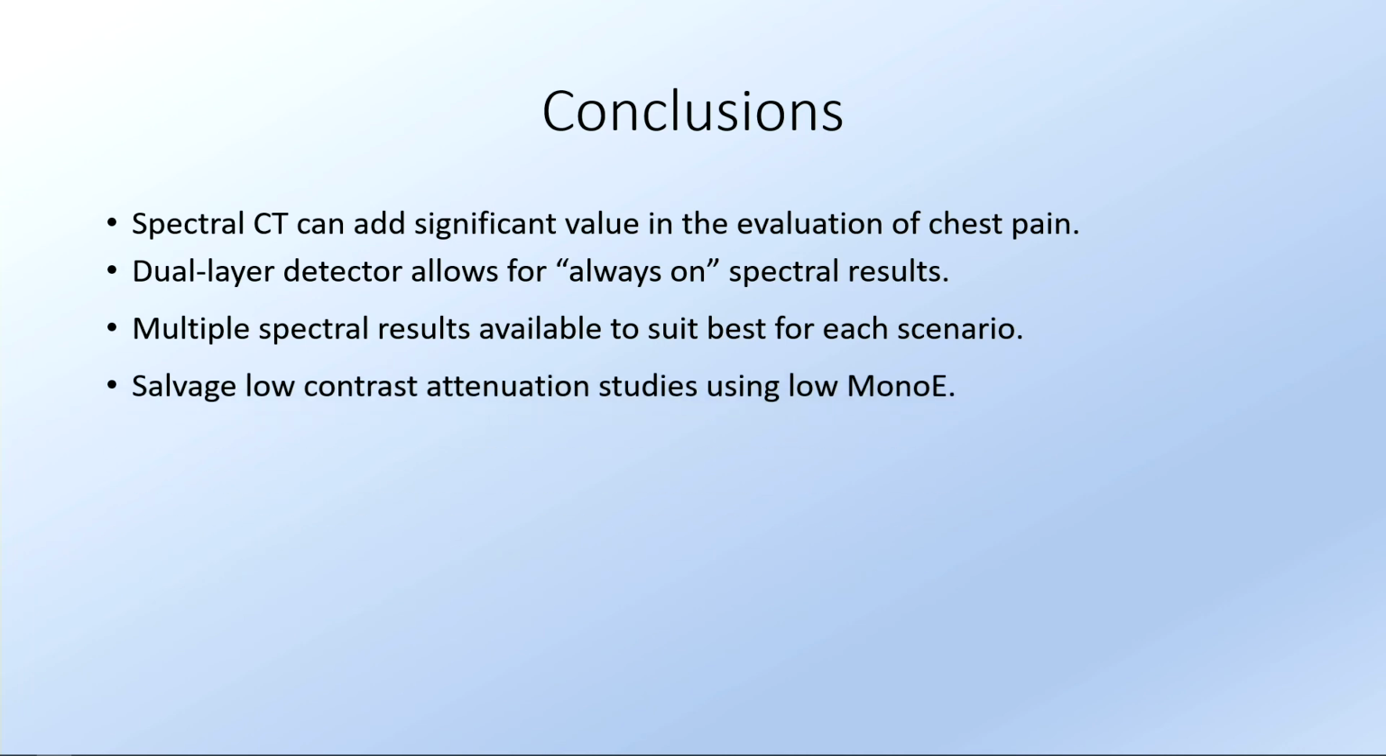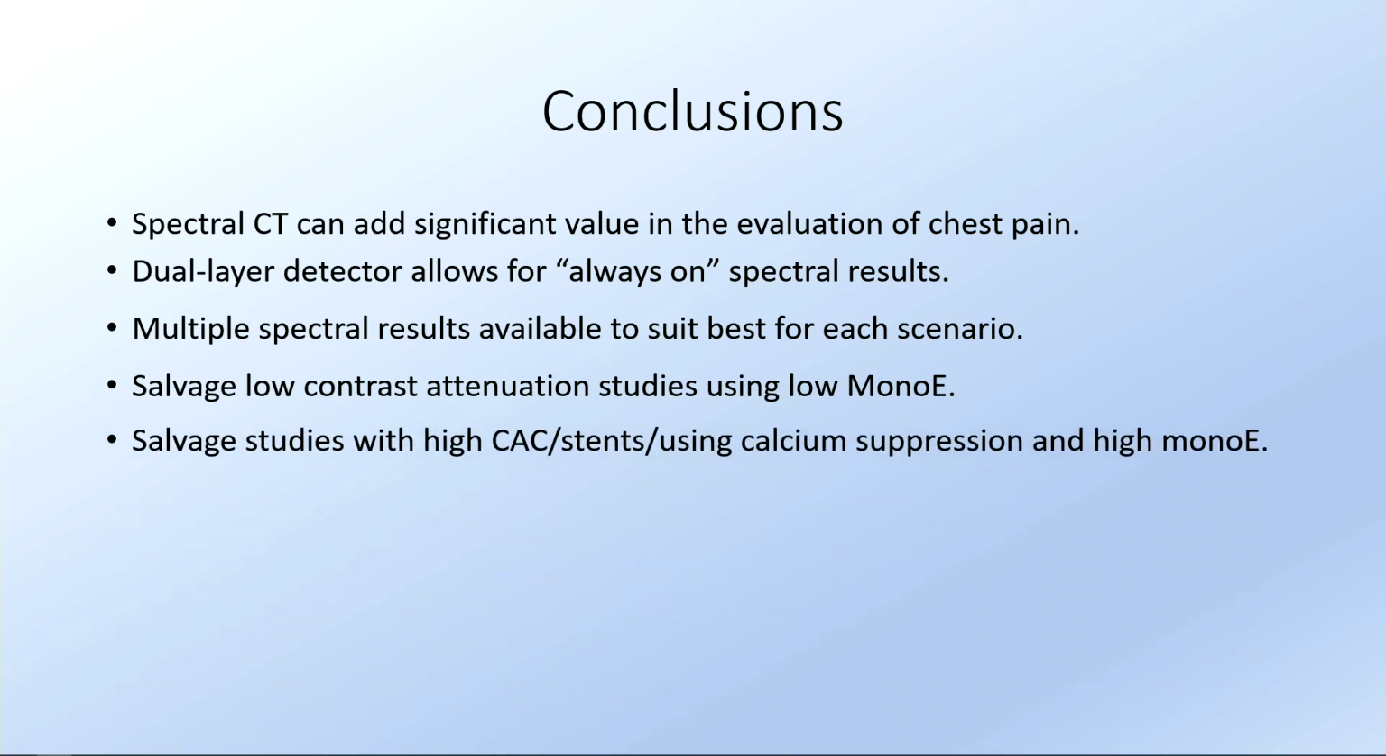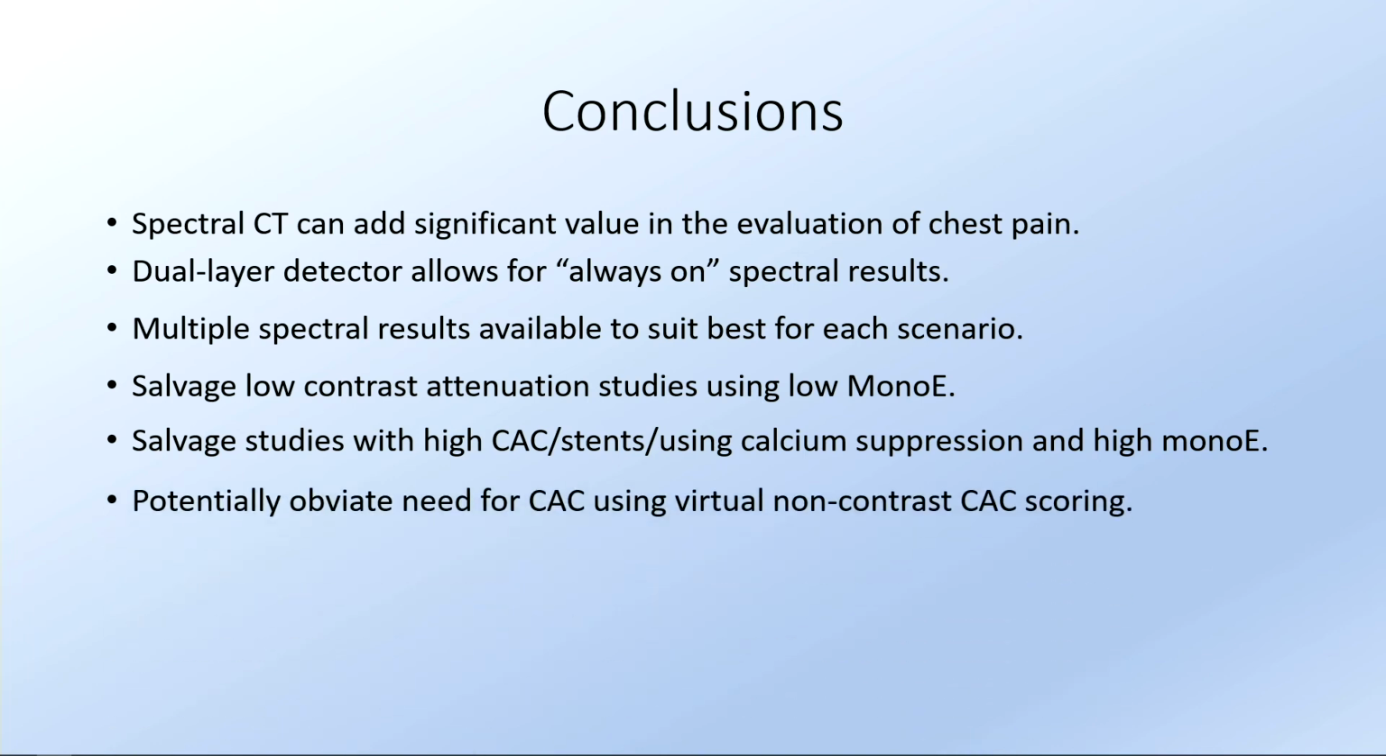We know that you can salvage low contrast attenuation studies using the low mono-E, as I showed before, and this could be done for the pulmonary artery or for the coronary arteries. You can salvage studies with high CAC, stents potentially, and you can also use calcium suppression for patients with a high coronary calcium using the high mono-E. You can potentially obviate the need for the traditional calcium score.